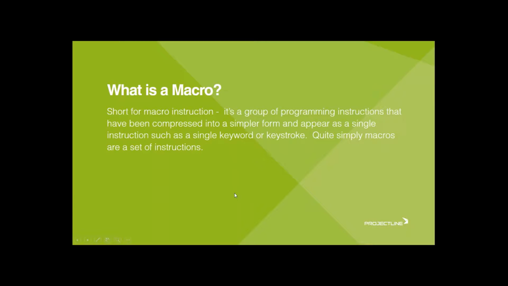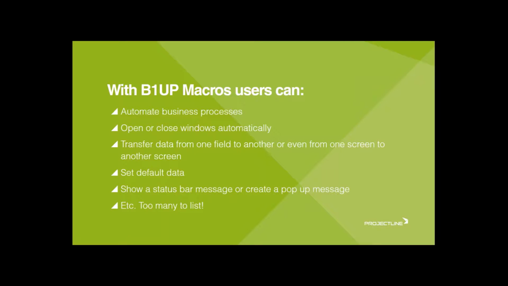So what exactly is a macro? It's short for macro instruction. So basically, it's a group of programming instructions that have been compressed into a simpler form and appear as a single instruction, such as a single keyword or keystroke. So quite simply, macros are just a set of instructions.